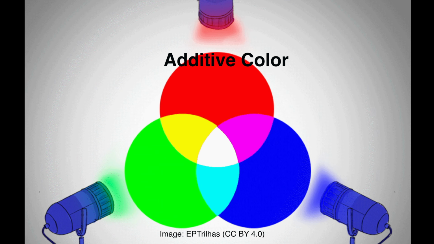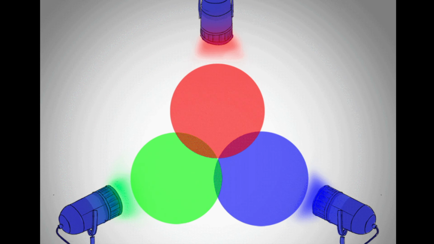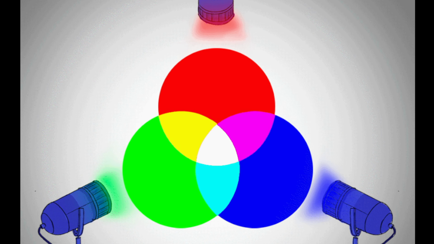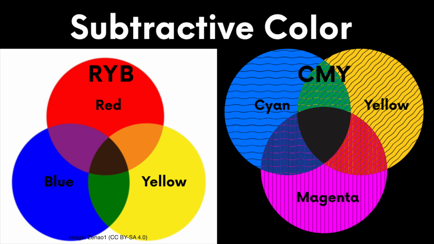First, additive color. Additive color is based on light. You start with darkness. No light means black. As you add light, color begins to appear. And when red, green, and blue light combine fully, they create white. In this system, black is the absence of light, and white is the presence of all light. Subtractive color describes how physical materials, such as paint and ink, interact with light.